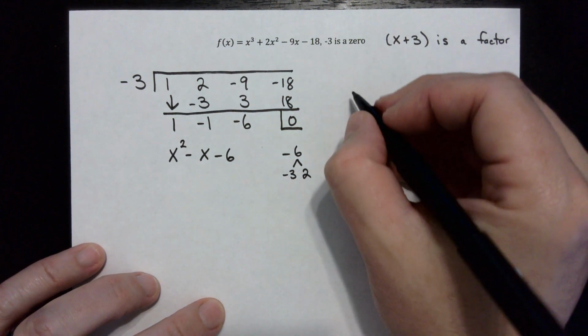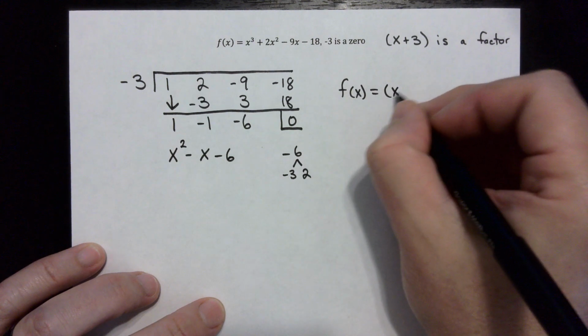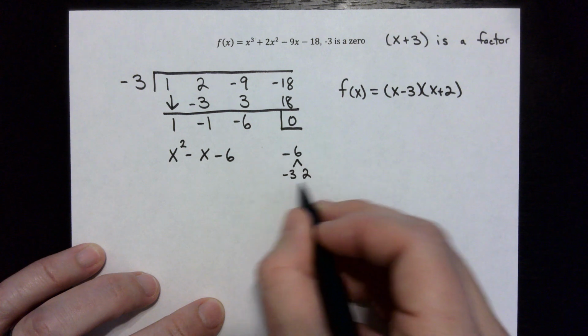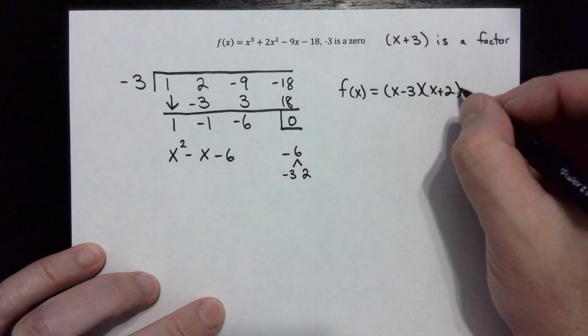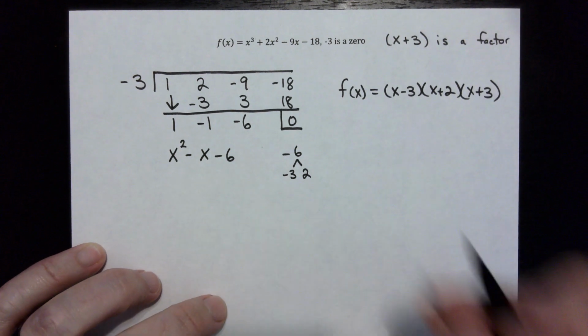So this factors into x minus 3 and x plus 2. That comes from right here. Okay, and then the one we already had was x plus 3. Okay, and then that's it.